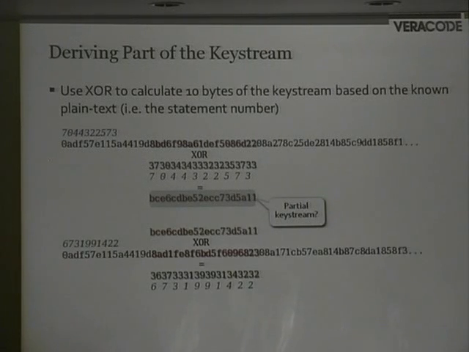So then we take that 10 bytes of keystream that we have, and we XOR it back with a different token, just to make sure that what we get out of that XOR operation matches up with the plaintext statement ID that we expect to get out of it. So just to see if, okay, maybe this actually is keystream. And that checks out. When you XOR it back, you get back the statement number that you expect to get.